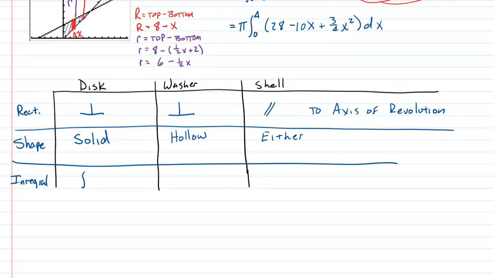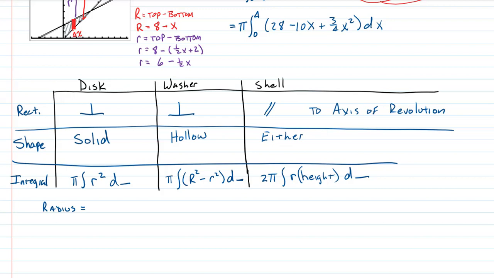For the disk method, our integral here is going to be pi times the radius squared. And then you need your differential, d something. For the washer method, you're going to have pi times the integral of your outer radius squared minus the inner radius squared. And then it's either going to be a dy or a dx depending on the orientation of your representative rectangle. And then for the shell method, we have 2 pi times the radius times the height. And then we're going to have either a dy or a dx depending on the rectangle.